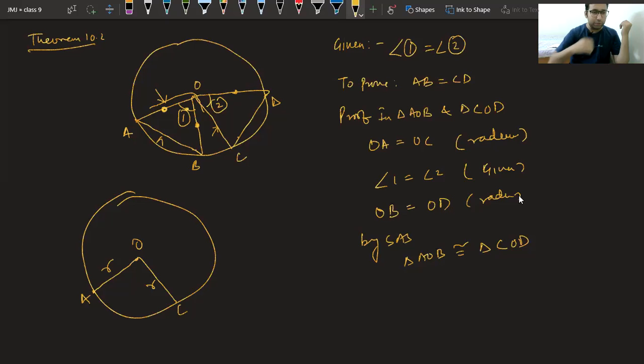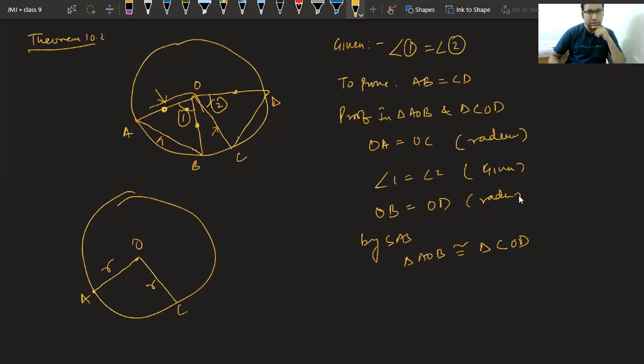Others also please try. You are not writing this down in your copy right now. Sir, what is the shape called that you have made by joining AO and ON? AO and ON. Beta, where is ON?